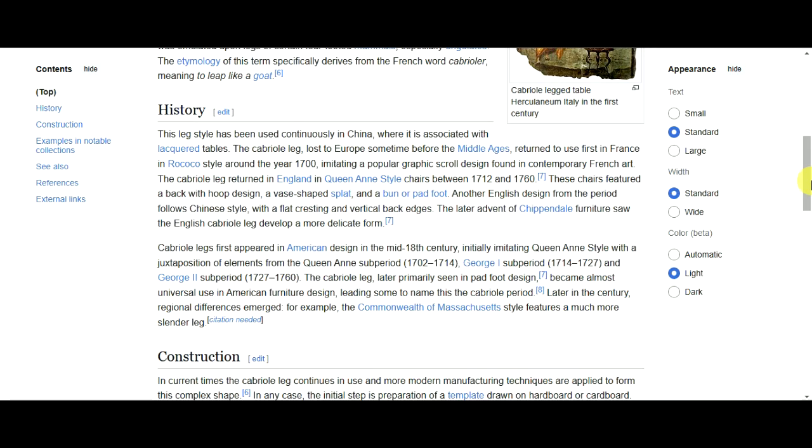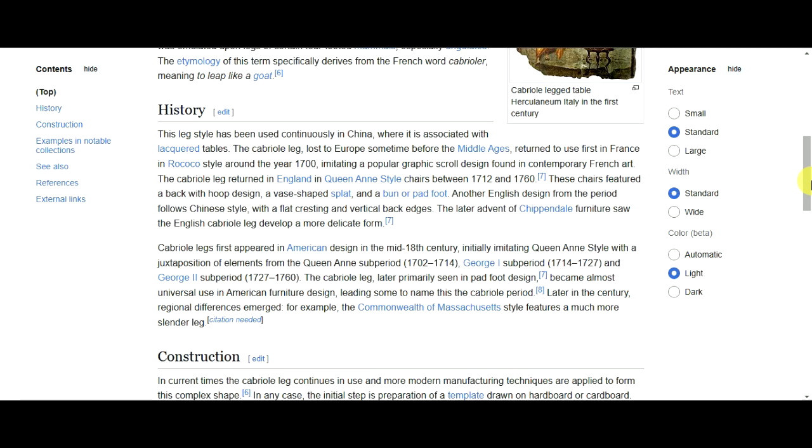Cabriole legs first appeared in American design in the mid-18th century, initially imitating Queen Anne style with a juxtaposition of elements from the Queen Anne sub-period, 1702-1714, George I sub-period, 1714 to 1727, and George II sub-period, 1727 to 1760. The cabriole leg, later primarily seen in pad foot design, became almost universal use in American furniture design, leading some to name this the Cabriole period.